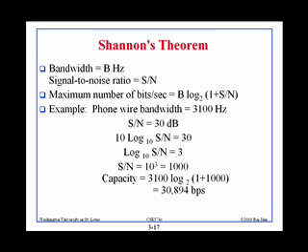Alright, the next theorem we have to teach you is Shannon's theorem. Shannon, a professor at MIT, came up with the idea of what happens if you have noise. He said that if your signal to noise ratio is S upon N, then you cannot get any more than B times log base 2 of 1 plus S upon N.